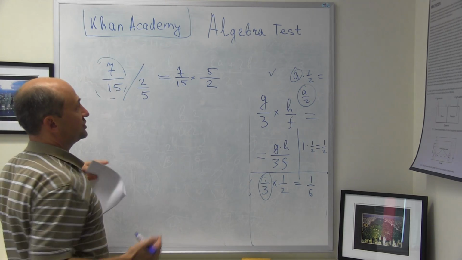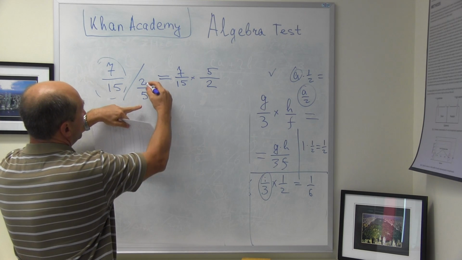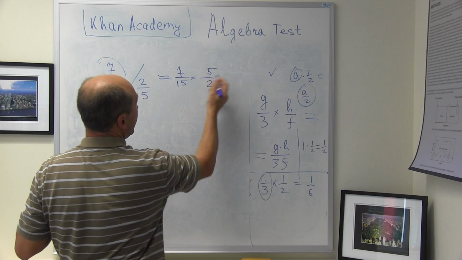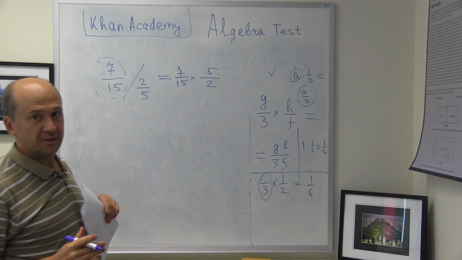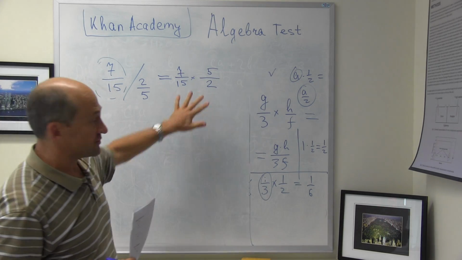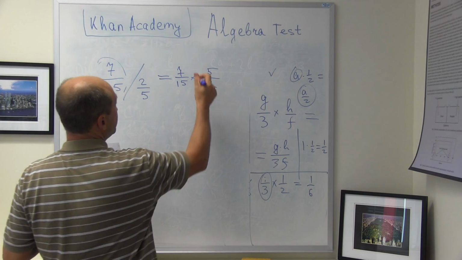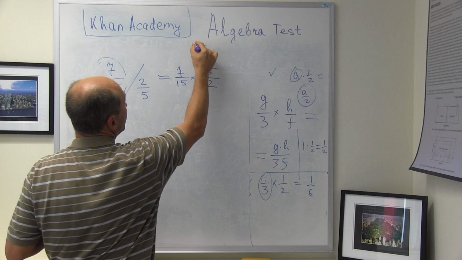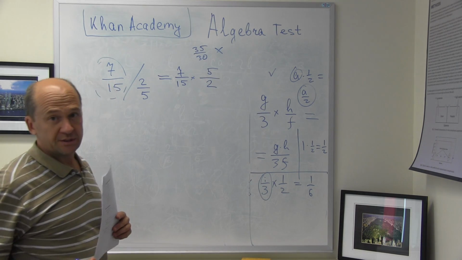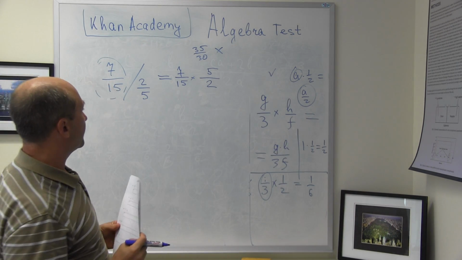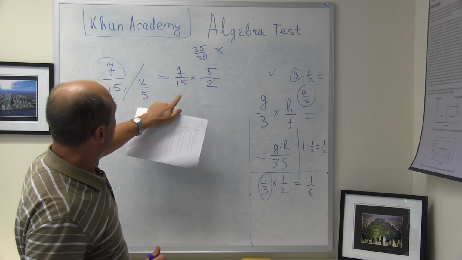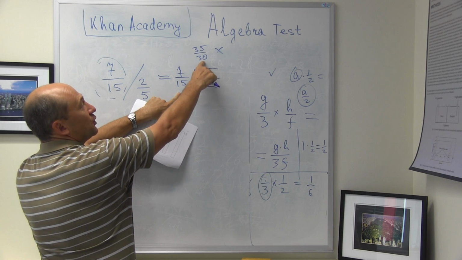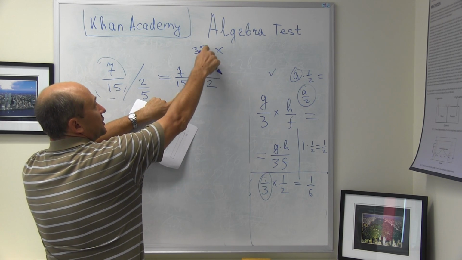So it just goes upside down. 5 goes up, 2 goes down. And then, even before I multiply, because you need to simplify these fractions as far as possible. If you just give me an answer of 35 divided by 30, you'll get a cross because you have not simplified as far as possible. Therefore, even before multiplying out, you can simplify.